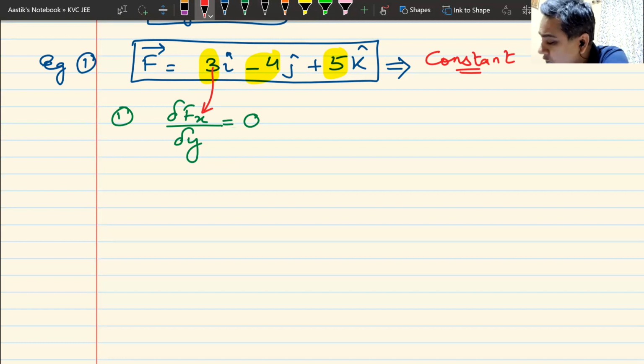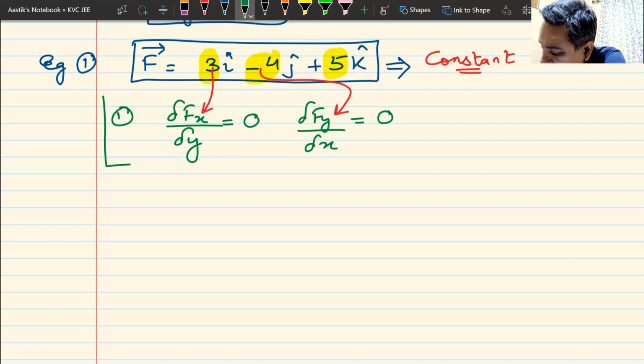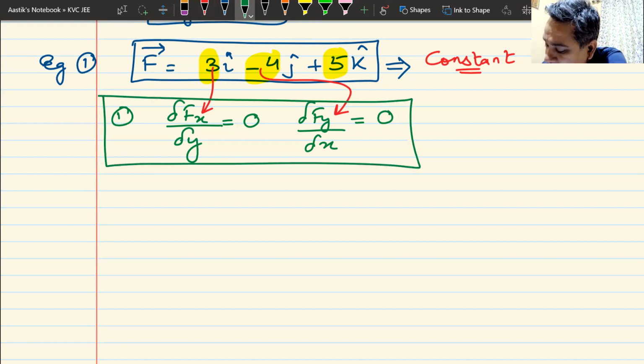Then I need to find out the partial derivative of fy with respect to x. Now this fy is minus 4. If I find the partial derivative of minus 4 with respect to x, my answer would be 0. 0 is definitely equal to 0. So the first condition is definitely met. Do we get this?